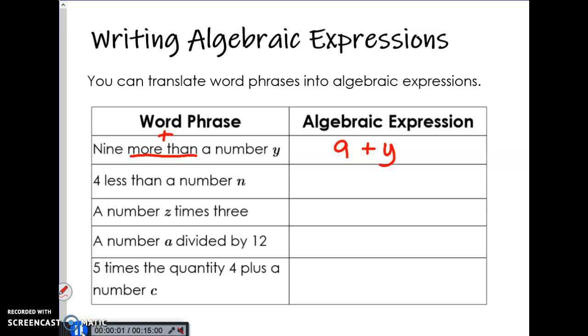Okay, recording late. But anyway, we're going over writing algebraic expressions. We started with this first one, 9 more than a number y. We said more than was plus, so we write 9 plus y.